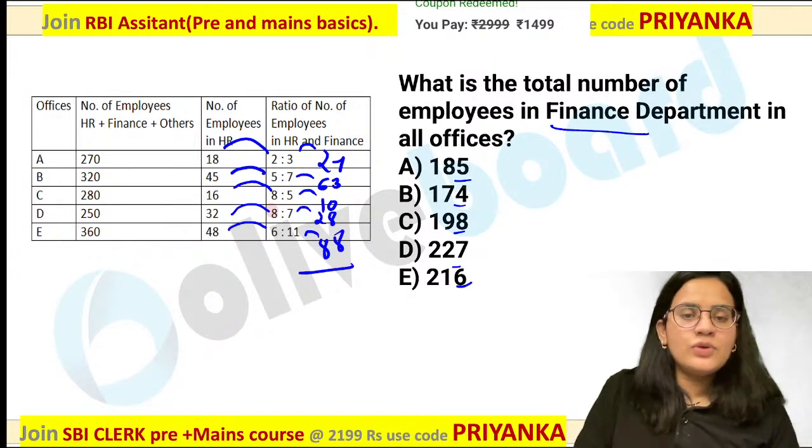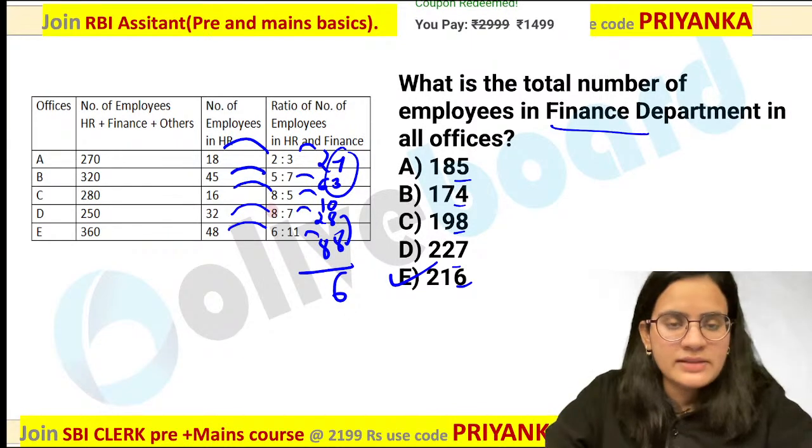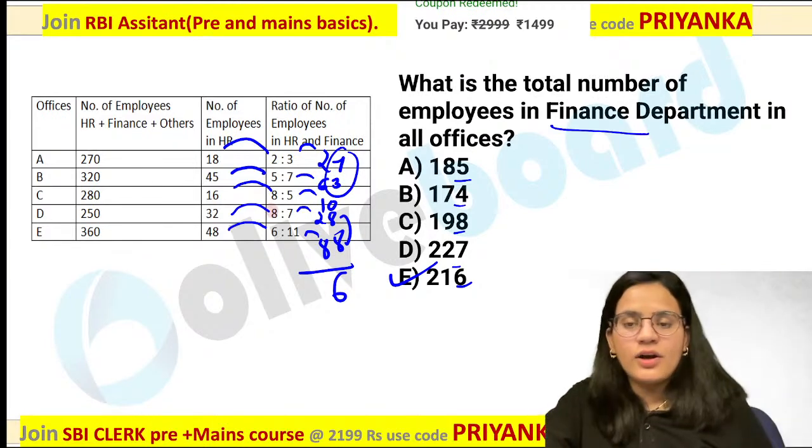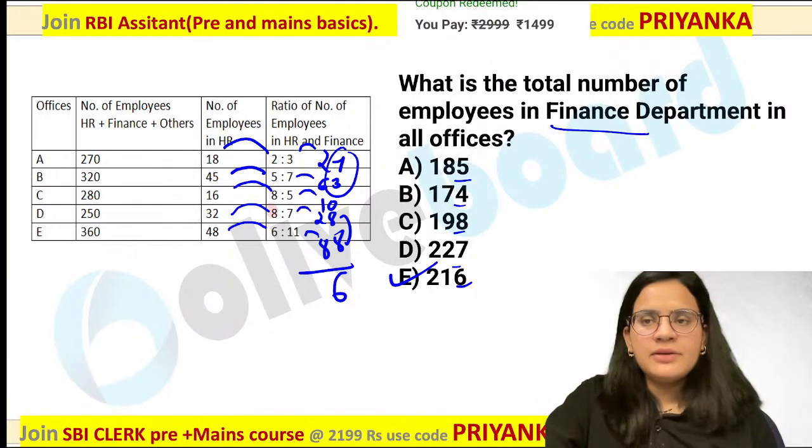You can just check the unit digit. 7 plus 3 is 10 and this is 6 over here. There is only one option with 6. So 216 would be the perfect answer. Literally in 20 seconds we got the perfect answer over here.